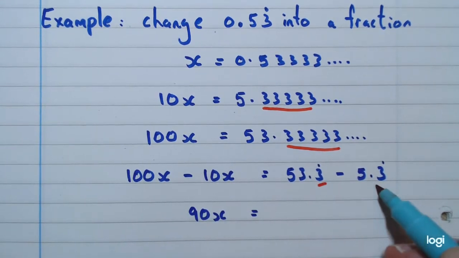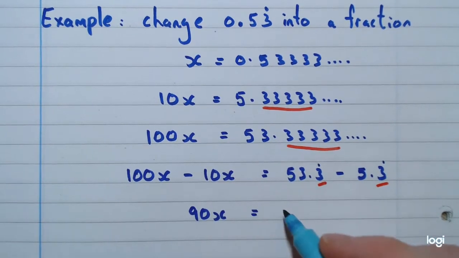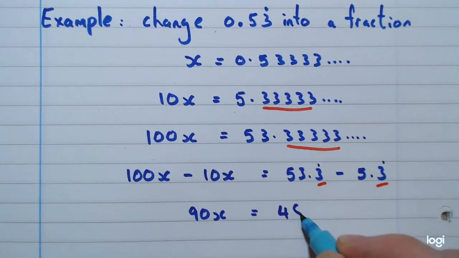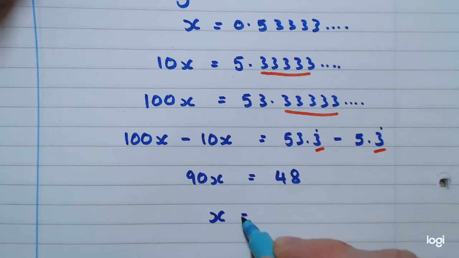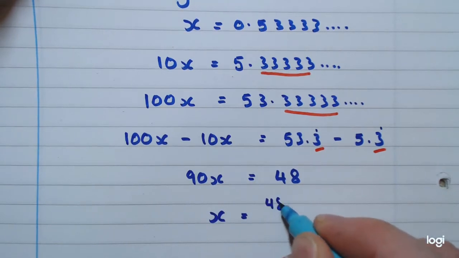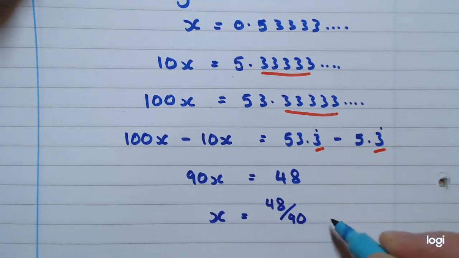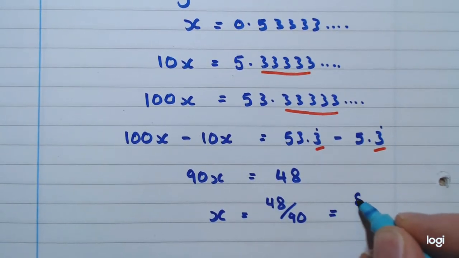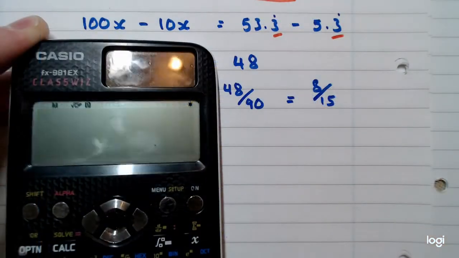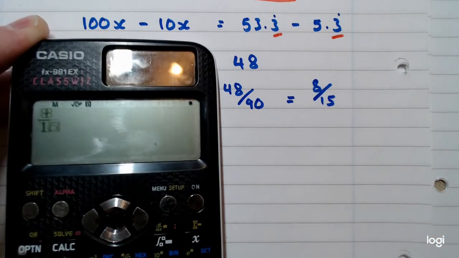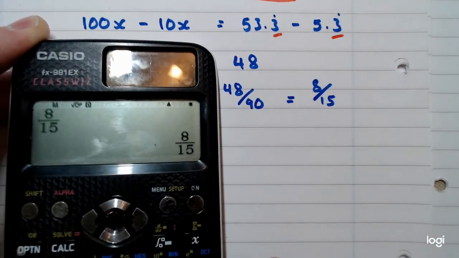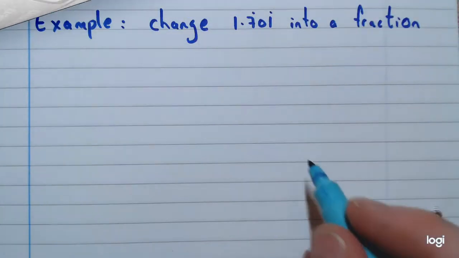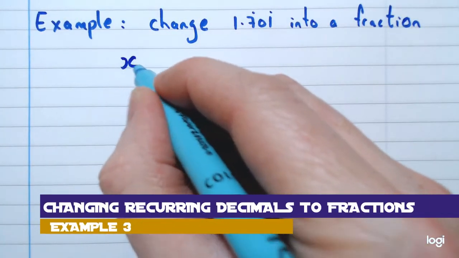Now, obviously, 100 take away 10 is 90. And since the 0.3s recurring disappear here, we're actually doing 53 take away 5. 53 take away 5 is, of course, 48. If we divide across by 90, x is the same as 48 divided by 90. And if you simplify that fraction, you should get 8 over 15. And here I am typing it into my calculator just to make sure, pressing SD, and I can see it's 0.53 recurring.